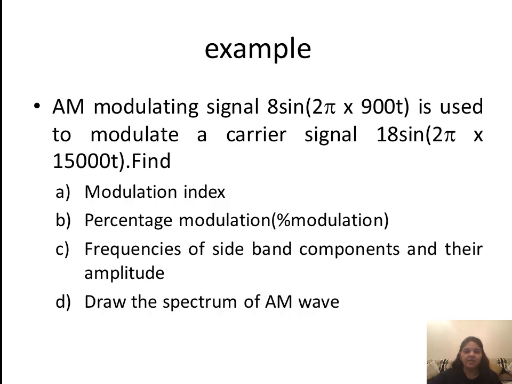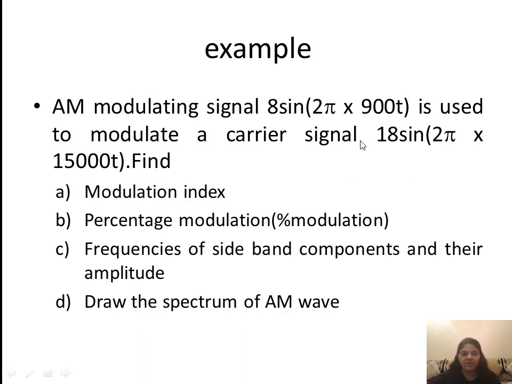So very first, we need to compare the given equations with the original equations. This is the modulating signal, the information signal: small vm is equal to capital Vm sine 2 pi FMT. This is used to modulate a carrier signal. For the carrier, the instantaneous voltage small vc is equal to capital Vc sine 2 pi fct.